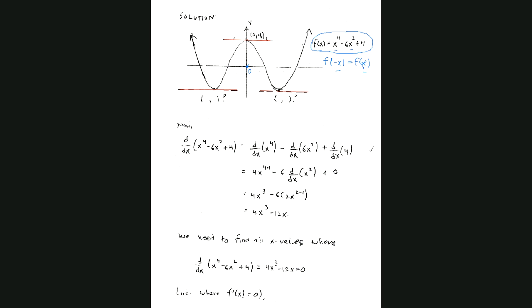And we need to find these 3 points. So what do we have to do? I mean, find the derivative. That's right. Find the derivative and get the zeros.